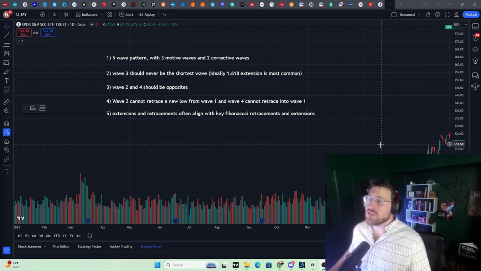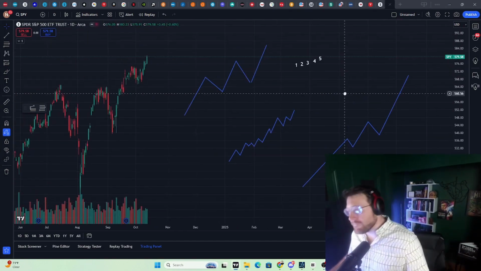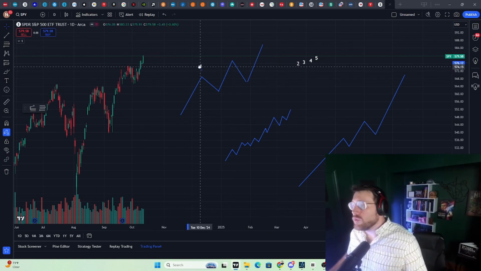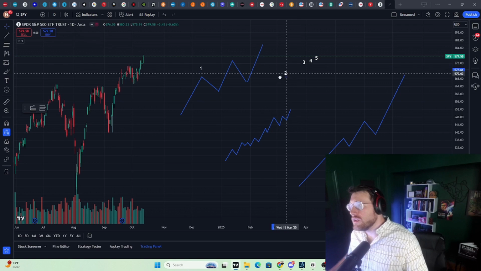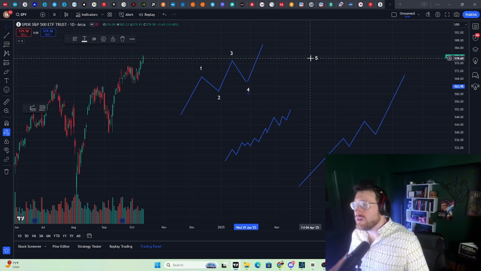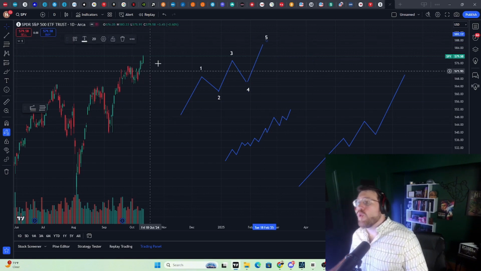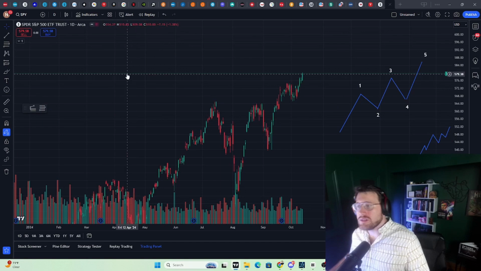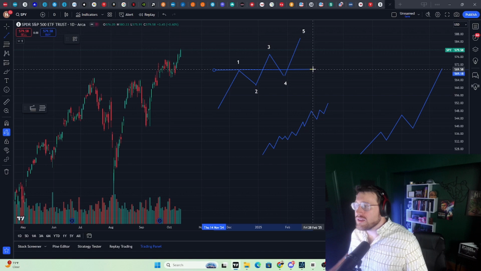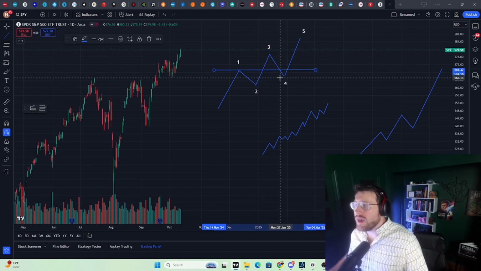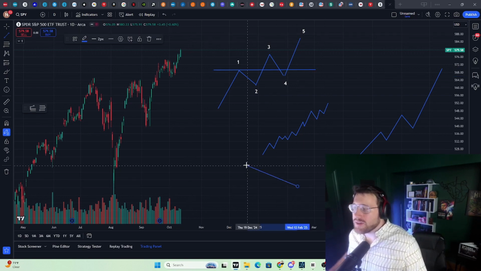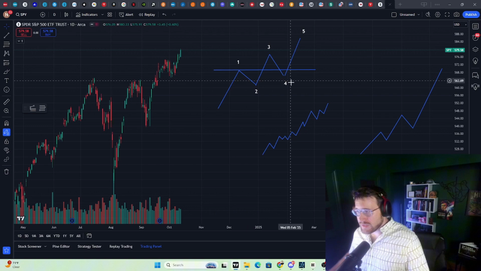So let's do an example here. We have this pattern right here. This would be wave 1, this would be wave 2, this would be wave 3, wave 4, and wave 5. But why does this not work if we're using our rules? It does not work because we can clearly see that wave 4 has retraced into wave 1. That cancels out this 5-wave pattern. All right, now let's do another one.